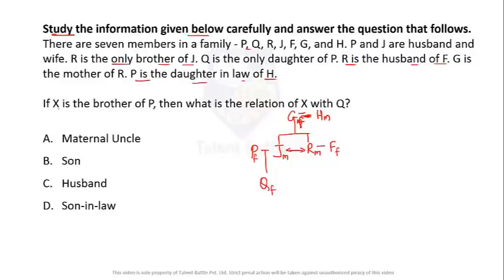Now, if X is the brother of P, then what is the relation between X and Q? X is the brother of P, so male. X is over here, Q is over here. X is the maternal uncle of Q. Option A. Now based on this figure, we'll answer the next questions also.